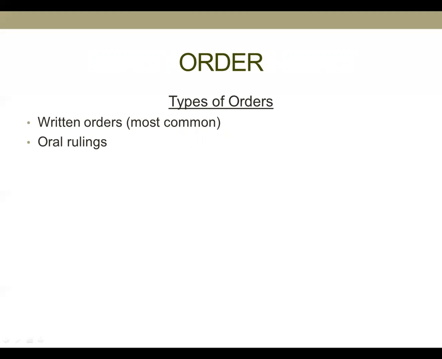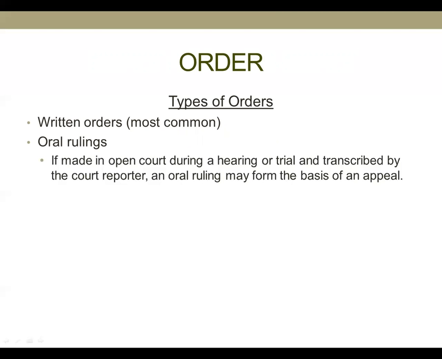But orders on motions can also be oral. And an oral ruling, if made in open court during a hearing or trial, and if it is transcribed by the court reporter as part of the transcript of the proceedings, could be used as a basis for appeal, because there's a formal record of the judge's ruling, even though there was never a separate paper document called an order signed.